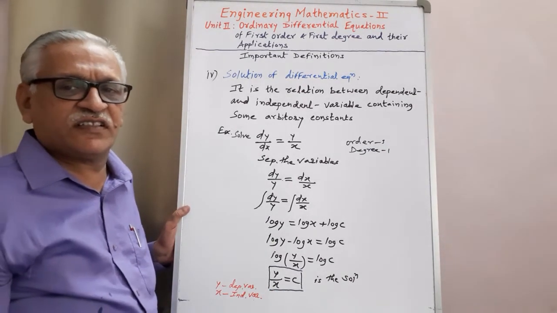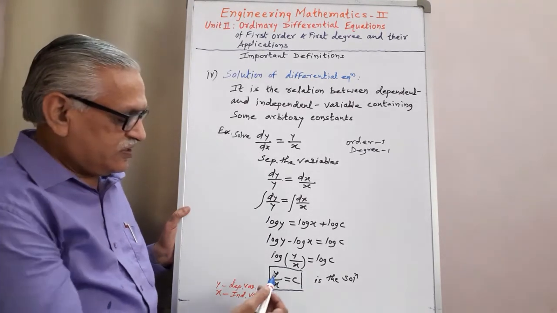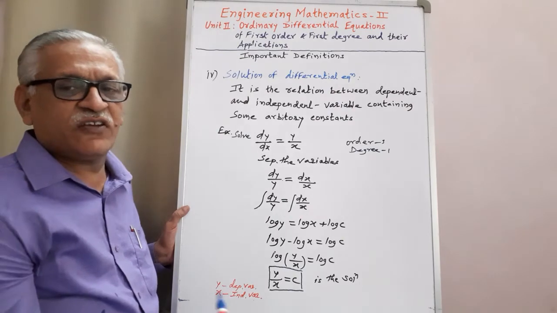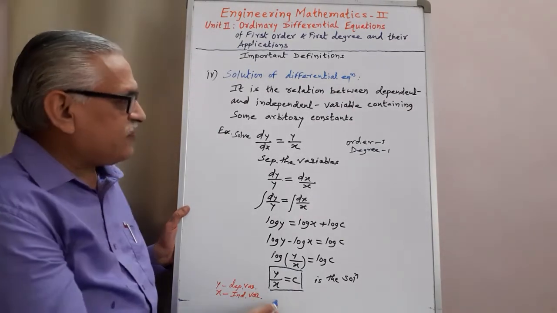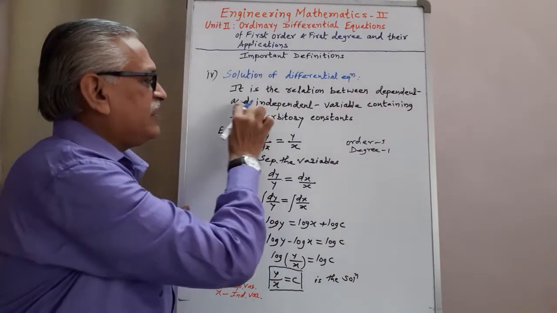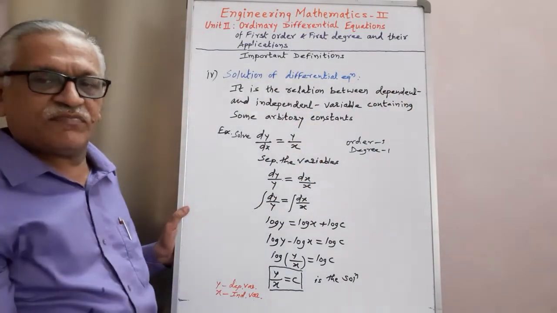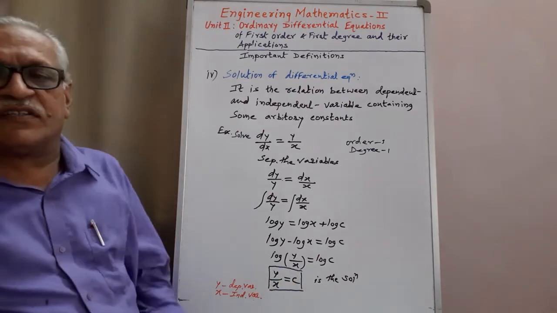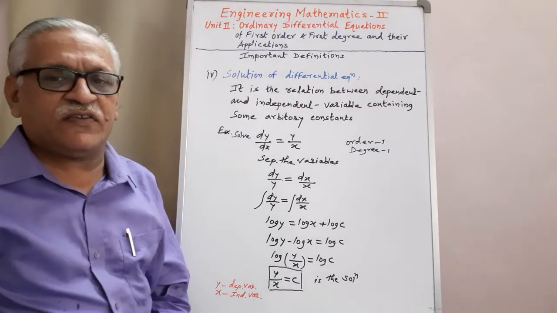It is not necessary that we always have the variables as y and x. We can use any other variable, and that's why we are calling it the relation between dependent and independent variable with some arbitrary constant. That type of relation is called the solution of that differential equation.